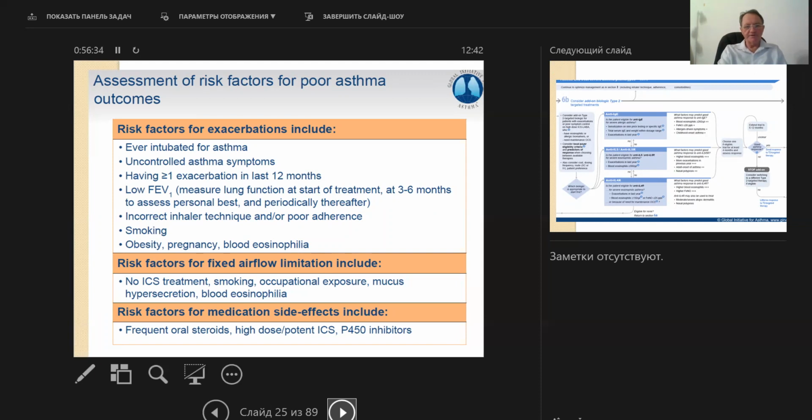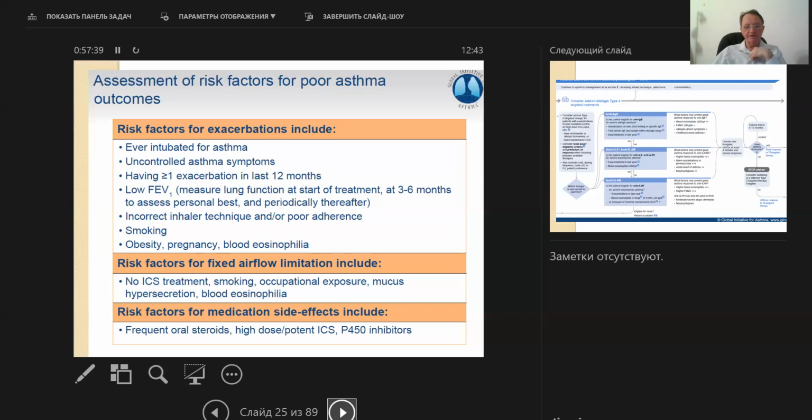So, risk factors for fixed airflow limitation include no treatment with inhaled corticosteroids. By the way, there are specific forms when, during severe intrabronchial inflammation of the airways, it's linked to unresponsiveness of the bronchus to SABA or LAMA. That's why inhaled corticosteroids restore the sensitivity of the beta receptor to beta agonists, for example, and anticholinergic drugs. Smoking, occupational exposure, mucus hypersecretion, and blood eosinophilia are also risk factors for fixed airflow limitation.